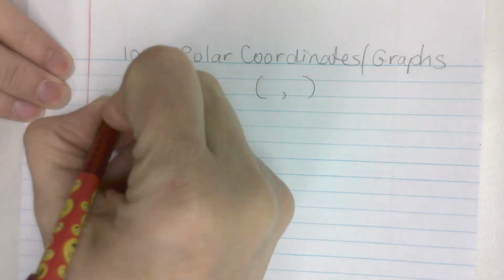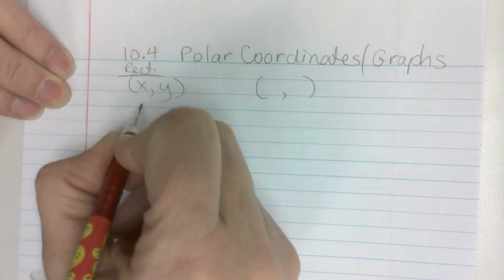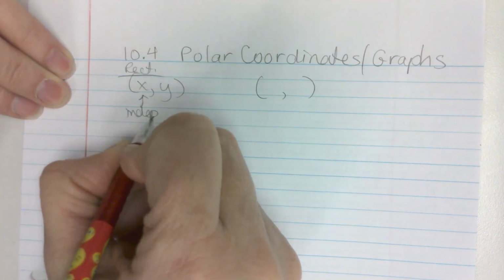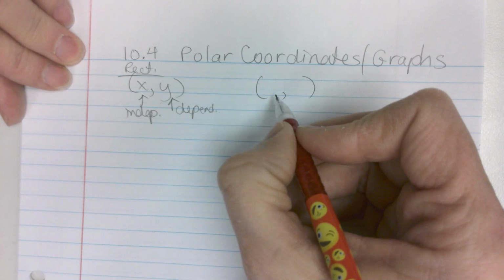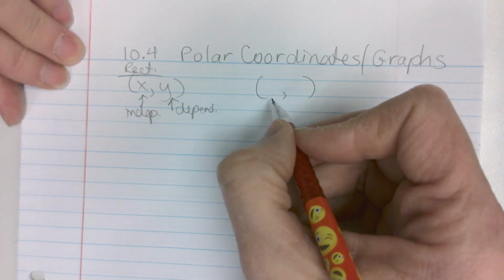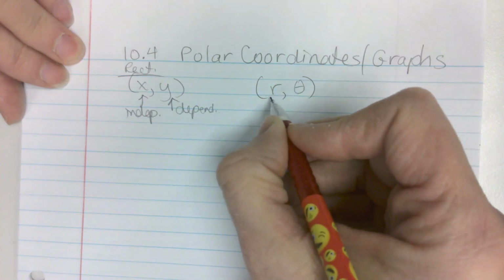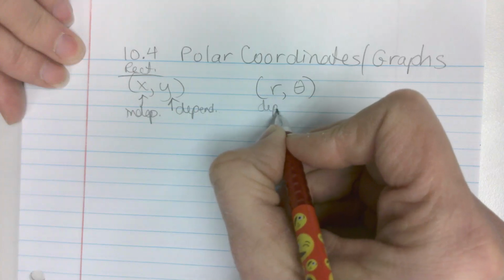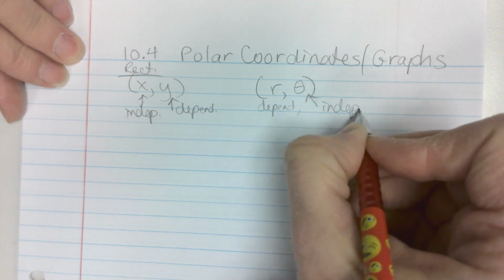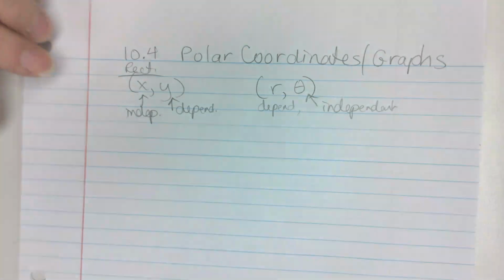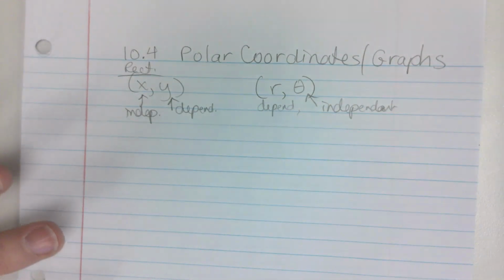However, in the rectangular system, x comes first, correct? And x is the independent variable, and y is the dependent variable. But in the polar system, for whatever reason, they put the r first, and then the theta. And r is the dependent variable. It depends on the theta, which is the independent one.